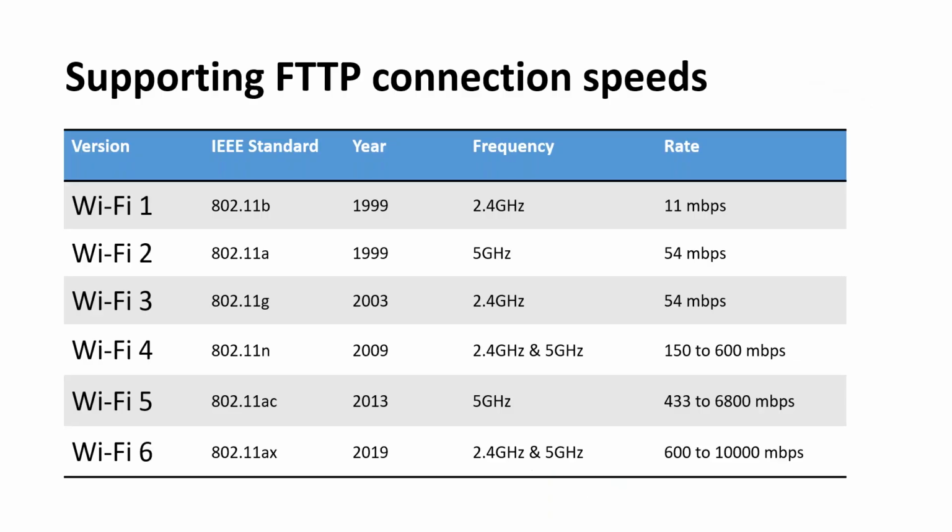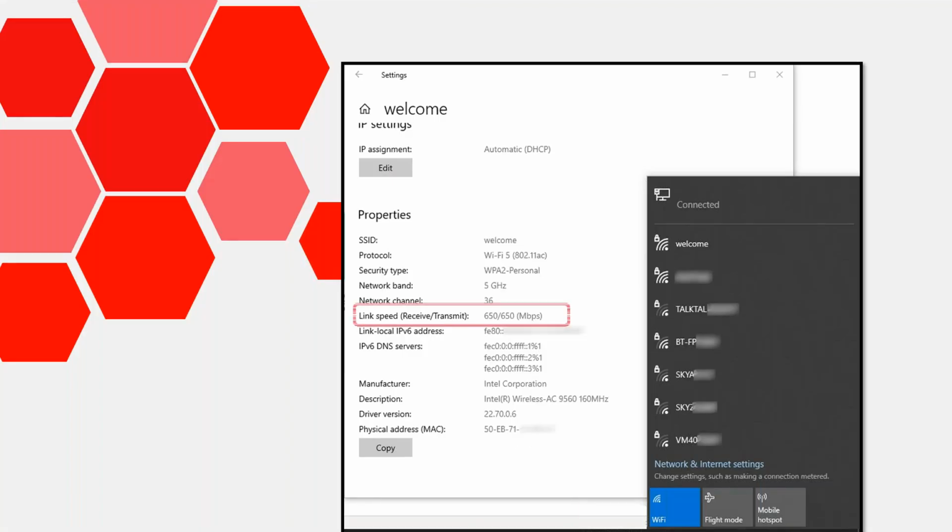So, which protocol is sufficient for a gigabit fiber connection? The table lists all Wi-Fi standards, including Wi-Fi 6, that can support higher rates with theoretical speeds from 600 up to 10,000 megabits per second. In a real-world environment, this is obviously much lower due to the overheads, obstacles, and interference. In fact, the connection speed is usually much lower.